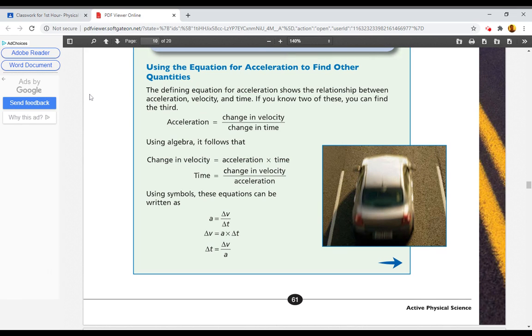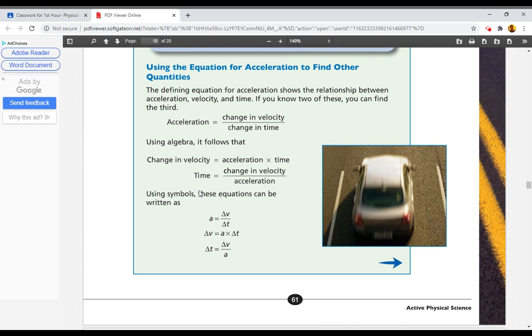Using the equation for acceleration to find other quantities. The defining equation for acceleration shows the relationship between acceleration, velocity, and time. If you know two of these, you can find the third. Okay, so this is the important part. All right, so the three quantities you have: acceleration, change in velocity, change in time. Using algebra, it follows that change in velocity equals acceleration times time. Time equals change in velocity over acceleration.